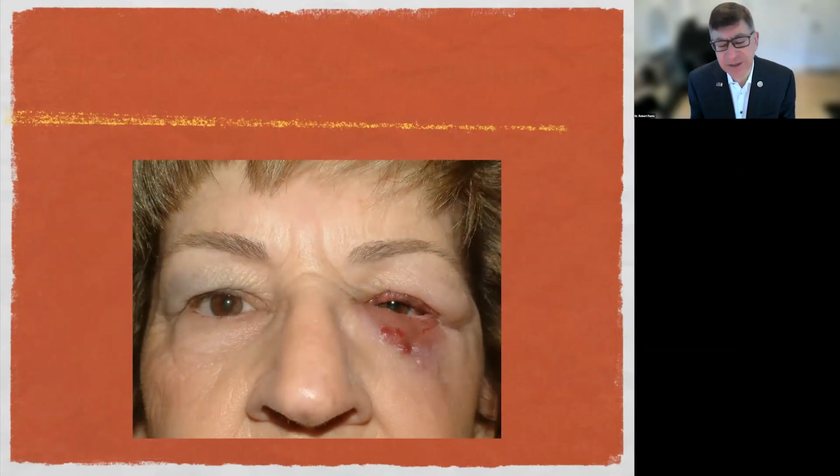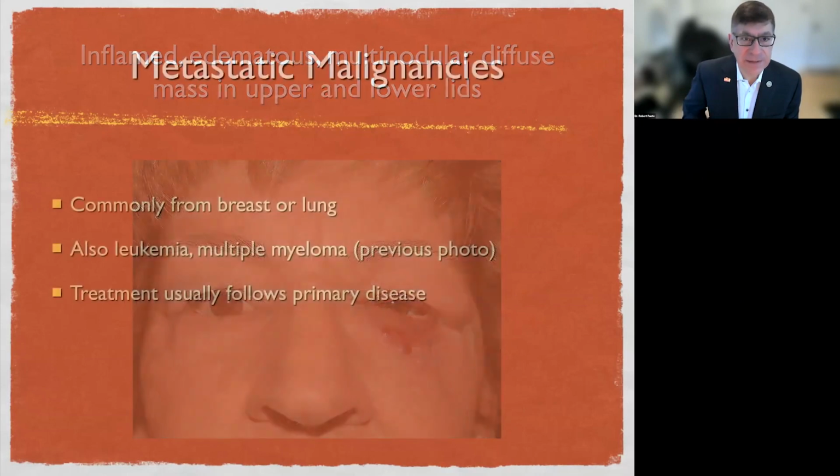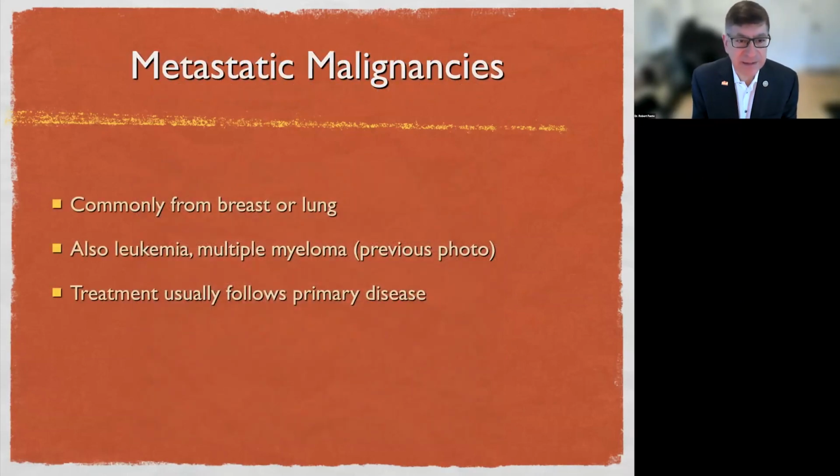This person has something different. I showed this picture at the very beginning, and I'll ask you to describe what you see here. I'm calling this an inflamed, edematous, multinodular diffuse mass in both the upper and lower eyelids. In this case, this happened to be metastatic breast disease, but this is a metastatic malignancy. You can also see a similar picture in multiple myeloma and leukemia, and typically the treatment for this will follow the primary disease. But ophthalmologists can be helpful in making the diagnosis or in confirming it in somebody who has involvement from previous malignancy.